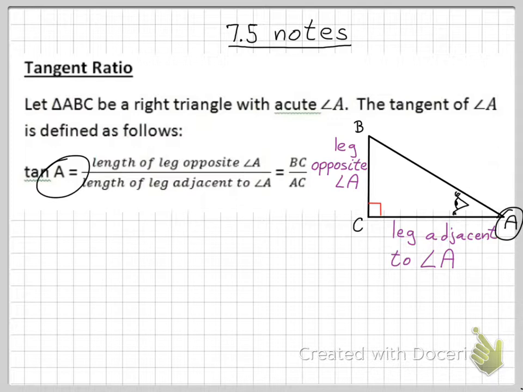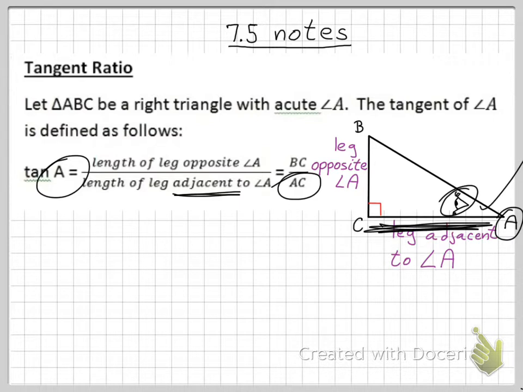And so from that point of view, you're seeing that this is opposite, right? From where your eyeball is, from that point of view, side BC is opposite. So that's where I get that BC is opposite, okay? And then similarly, the side that's adjacent, if your eyeball is right here, is side AC. So AC is adjacent or right next to angle A.